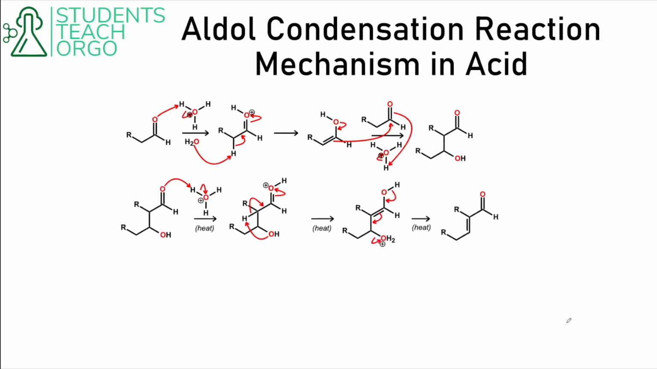Water is a great leaving group. And by using the electrons between this oxygen and hydrogen, we can remake the carbonyl, move that double bond down, and kick out water, which makes the same dehydration product that we saw in the base mechanism, just by a different set of curved arrows and in different conditions.